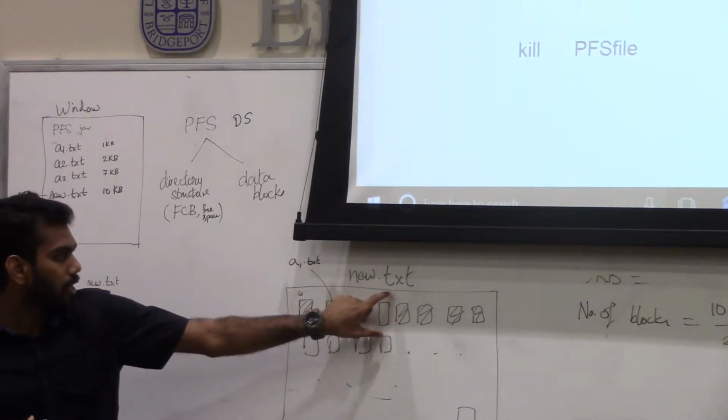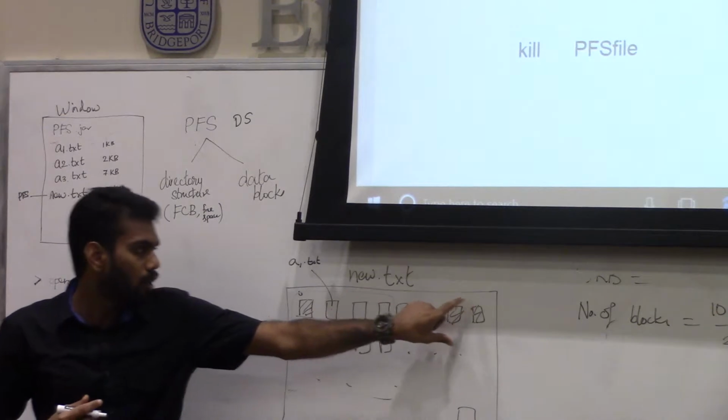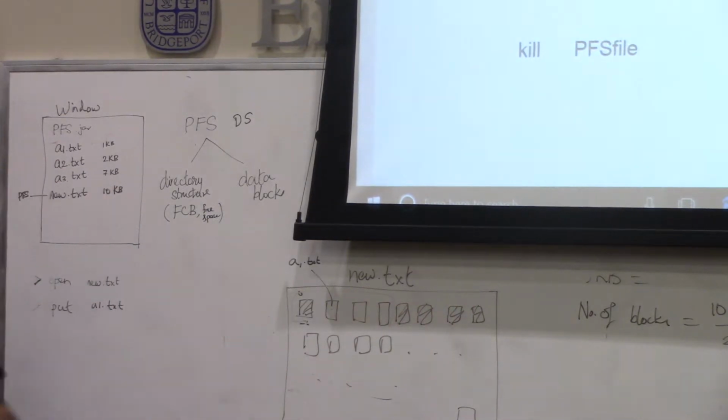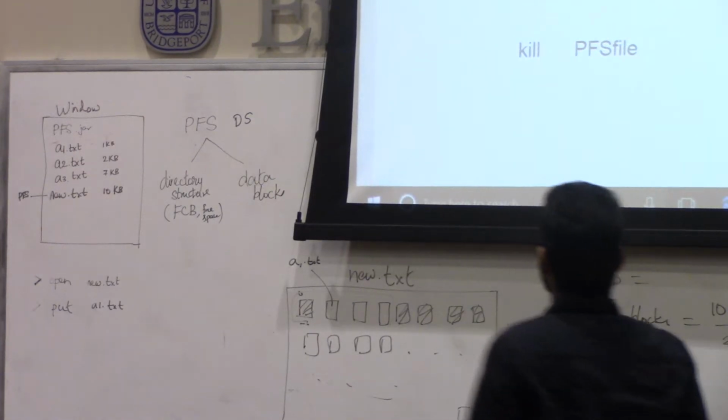It will be like already 4 blocks have been given for the directory structure, and another 4 blocks are for the a1.txt. So like 2 KB is already done. So your available space for your PFS will be like 8 blocks.